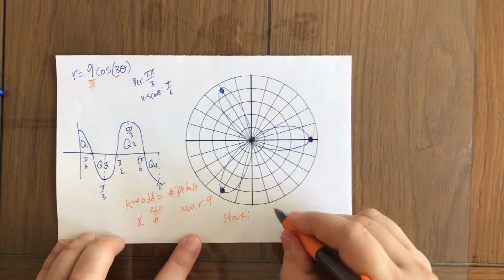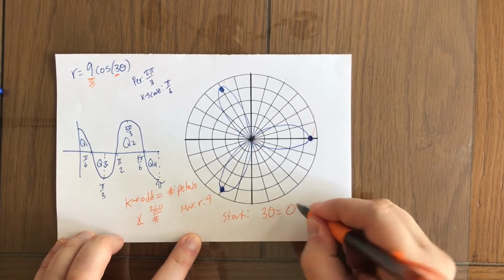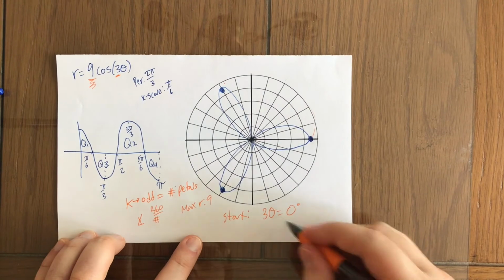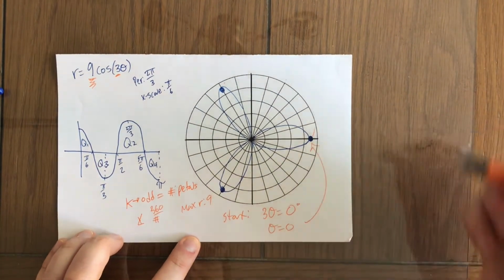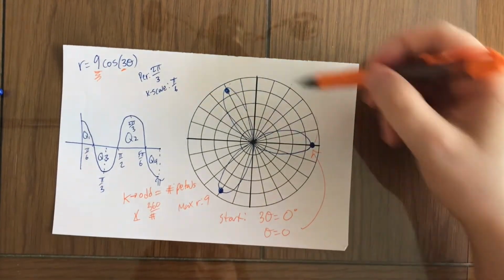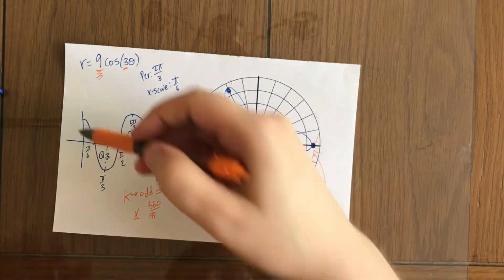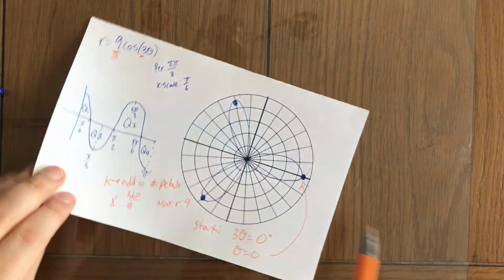And this holds true. We have 3 theta equals 0, and that's because we have cosine here. And theta is going to equal 0. So our first maximum occurs at 0, and the next ones are 120 apart from that. So we didn't really need this. This is useful later on, especially in calculus for you BC folks.